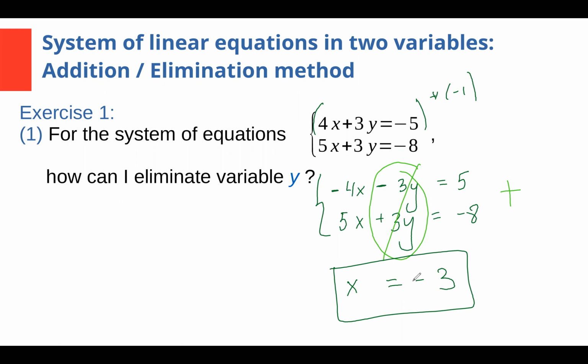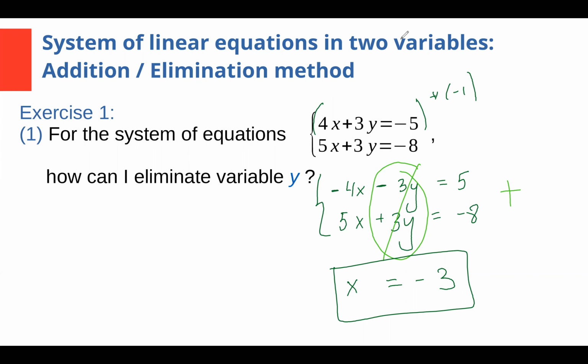Okay, now, absolutely the same result will happen if I multiply the second equation by -1, not the first one, right? Absolutely the same result, because once again, we can use different strategies, but we should be getting the same answer, right? Okay. Now, the second question will be, what should I do to eliminate variable x?